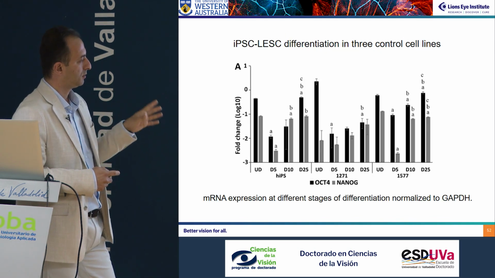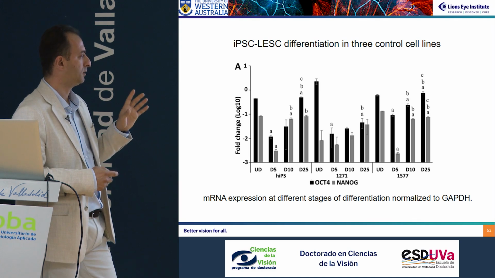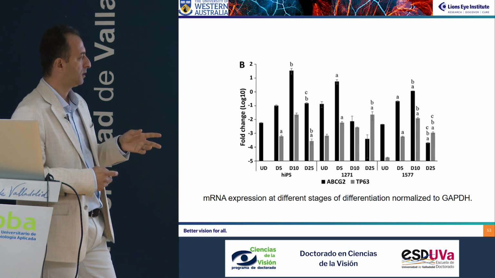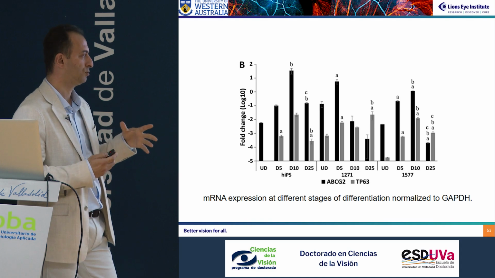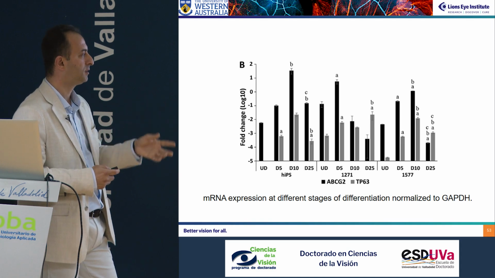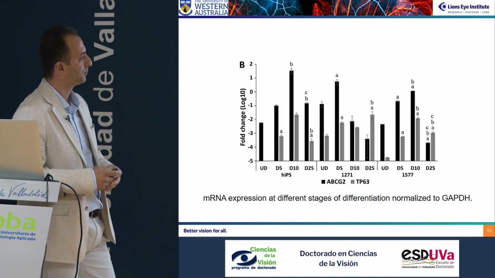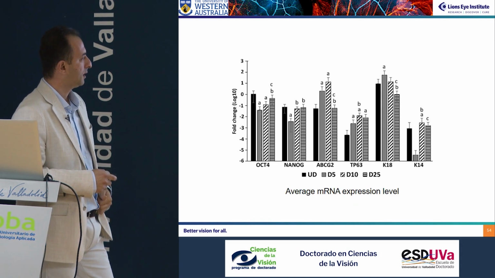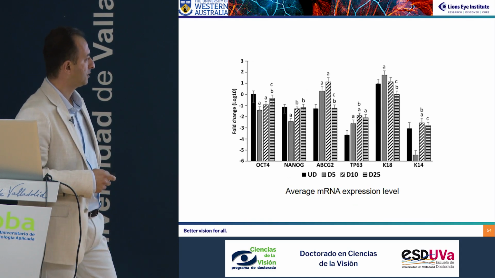And our quantitative PCR showed that at day 10, we had the lowest pluripotency markers and highest limbal epithelial markers, and so that's why we decided to use those cells at day 10 to further our experiments. If you can see like this average.